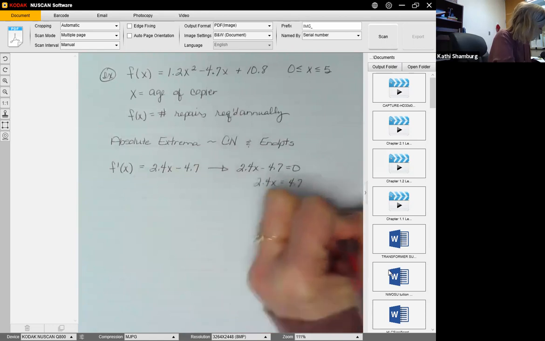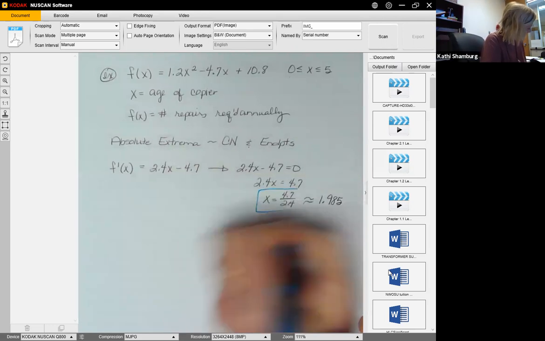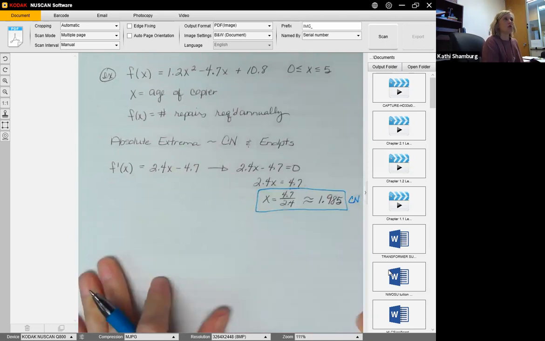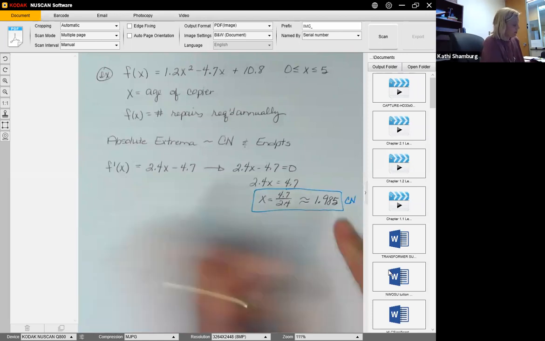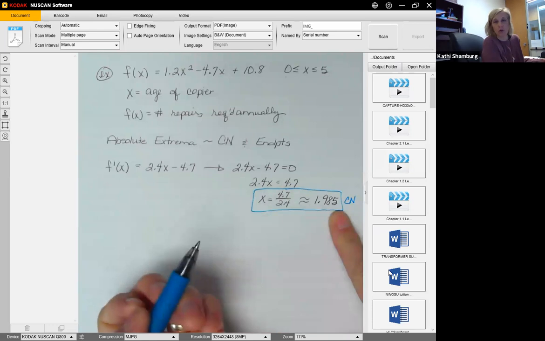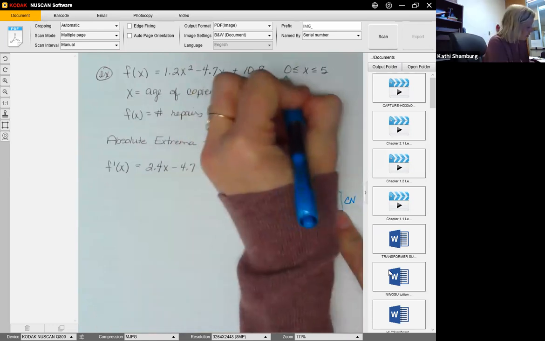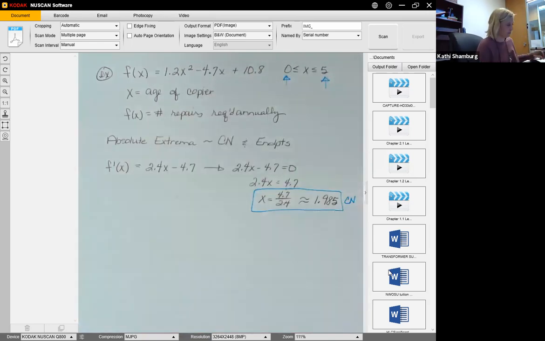which is approximately 1.985. This is my critical number. So when we are looking to find absolute minimum or maximum, we have to evaluate at every critical number. This particular problem just has one critical number, and we have to also evaluate at our endpoints.